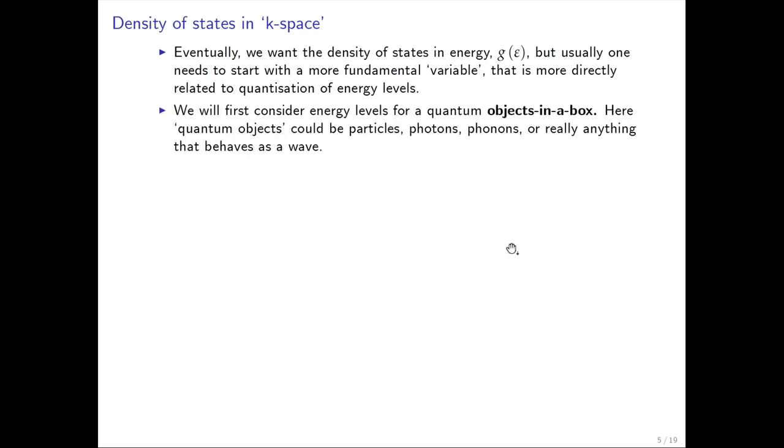So we'll consider the energy levels for, let's say, quantum objects in a box, particles in a box, but I say objects in a box. So these could be particles or photons or phonons or really anything that behaves as a wave. Of course, everything that's quantum behaves as a wave in some aspect, especially when you calculate the so-called wave function and quantize the system. So, but think about particles in a box, and in later lectures we'll do this for photons and phonons.